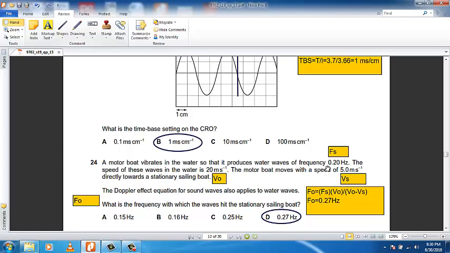We are asked to find the observer frequency. So just plug in the formula which is given in the formula sheet at the start of this paper. Observer frequency equals source frequency times observer velocity divided by observer velocity minus source velocity, which is 0.27 hertz.